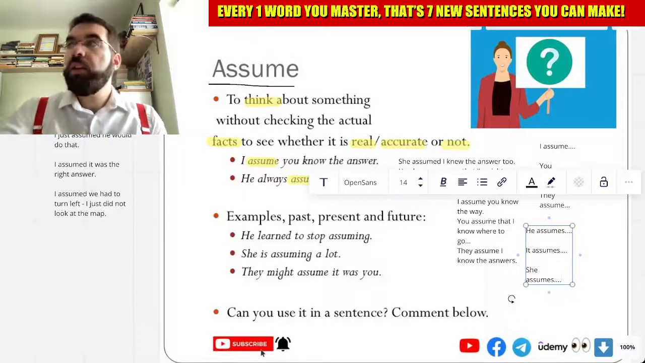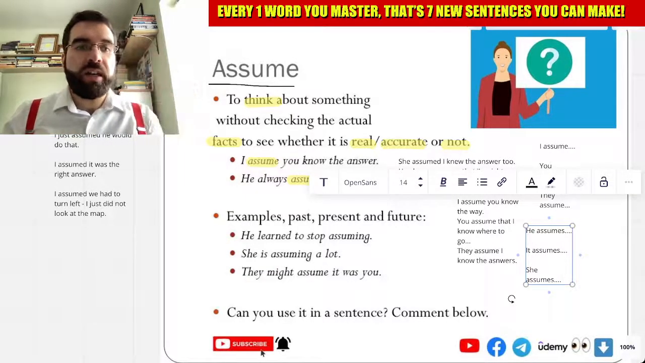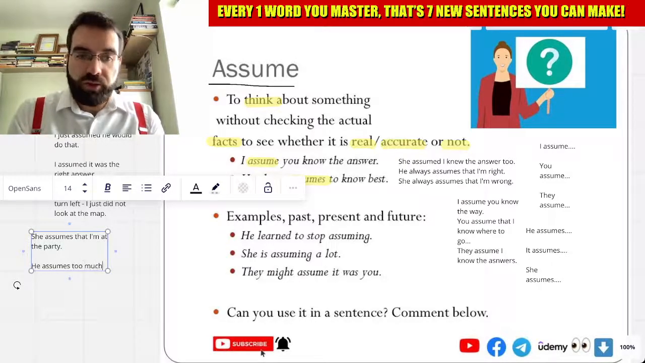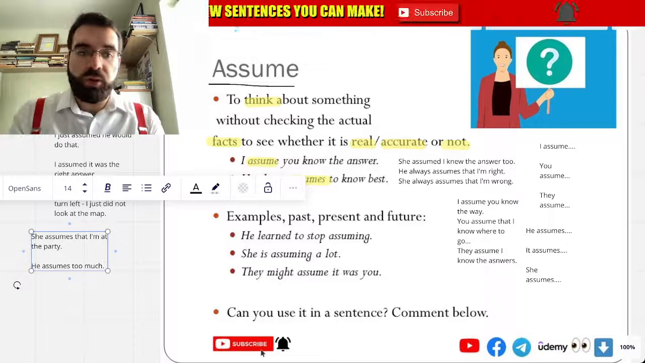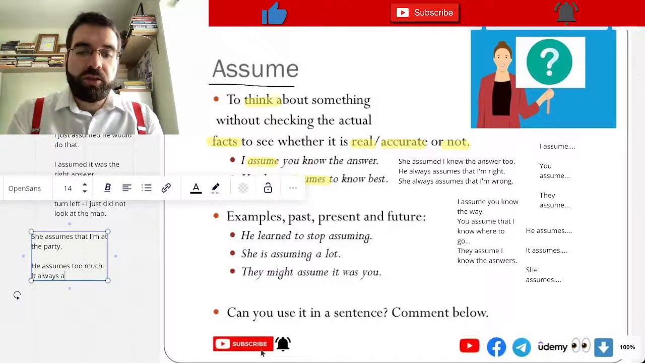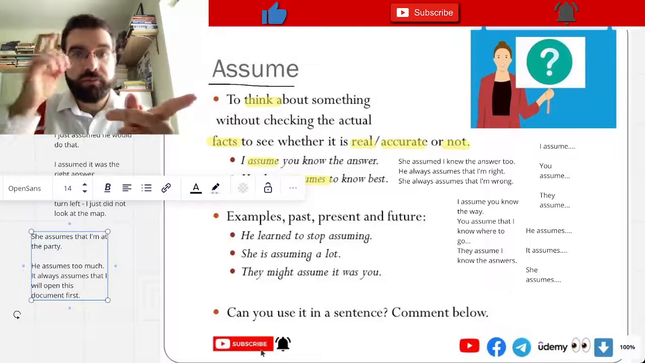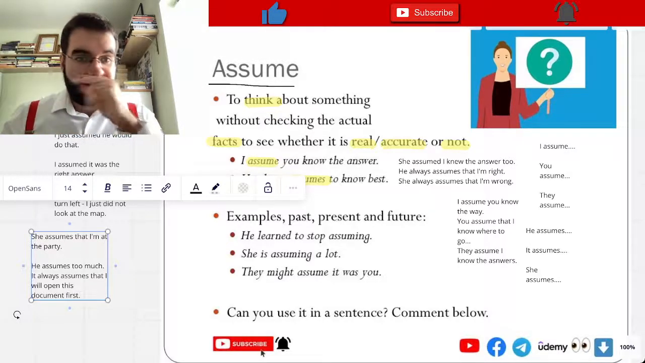He assumes I was there. She assumes that I'm at the party. He assumes too much. He assumes way too much. It always assumes that I will open this document first. How cool is that?